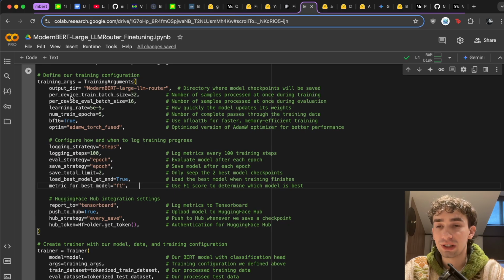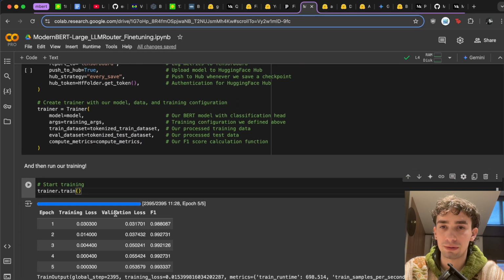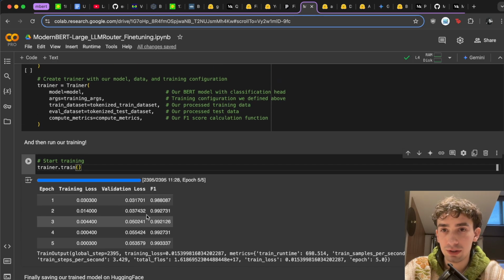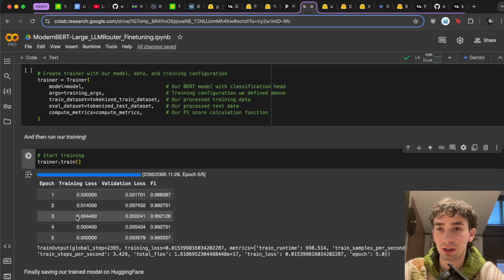So with a few more of these technical details out of the way, we pass in our model, the arguments, as well as our different training and evaluation data set, and our metric to the trainer, and we run it off. So on this L4 GPU and the Colab notebook that I'm using here, it took about 11.5 minutes to do the full training. And so you can see across all of the epochs that our training loss is decreasing and our F1 score is increasing.